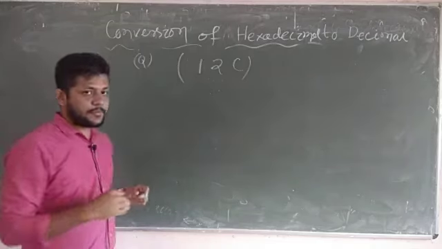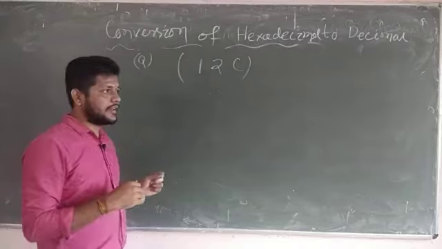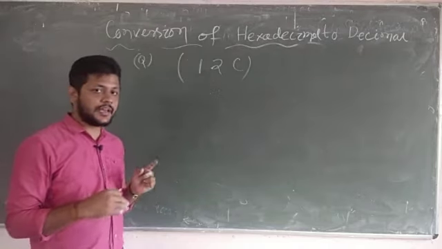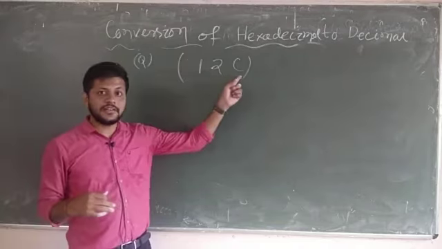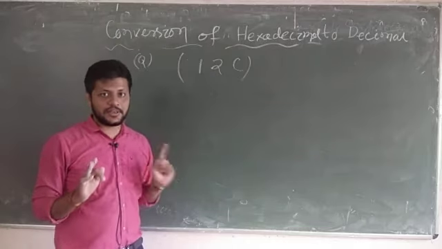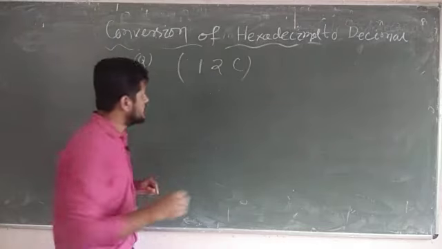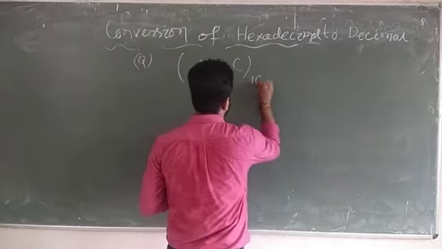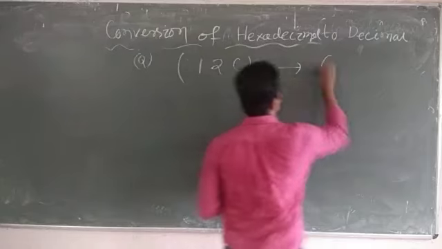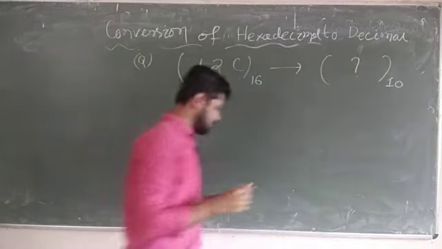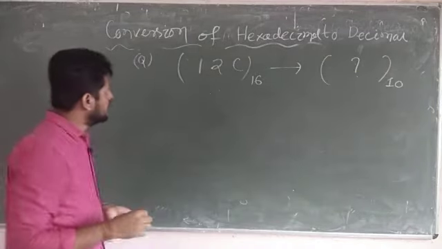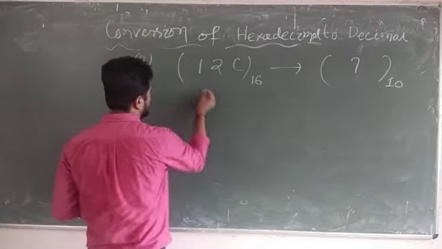So we cannot write 15. So we write A as 10, capital B as 11, capital C as 12. So this capital C means in decimal that is 12. So you need to convert this hexadecimal number into decimal. So how to convert? So similar way.